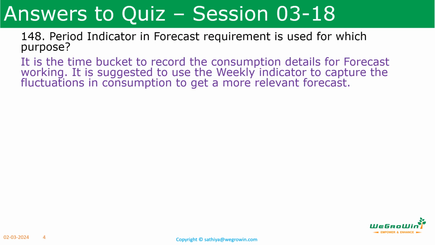Period indicator and forecast requirement is used for what purpose? The period indicator for forecast requirements is the time bucket to record the consumption details for forecast working. It is suggested to use the weekly indicator to capture the fluctuations in consumption to get more relevant forecast.